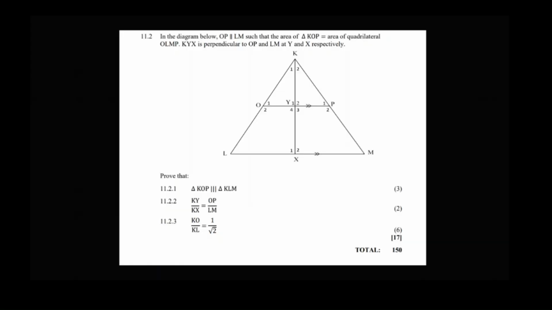11.2 In the diagram, OP is parallel to LM such that the area of triangle KOP equals the area of quadrilateral OLMP. KYX is perpendicular to OP and LM at Y and X respectively.